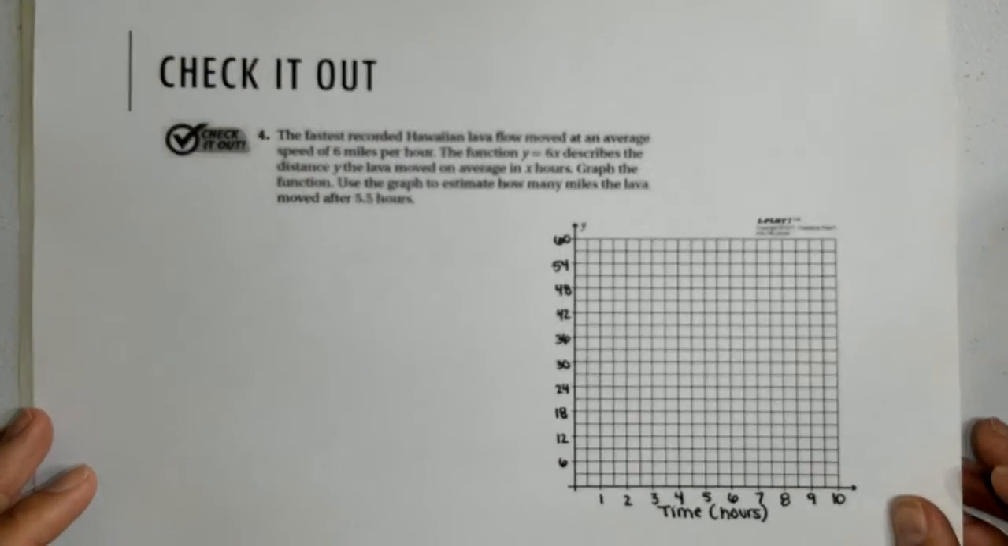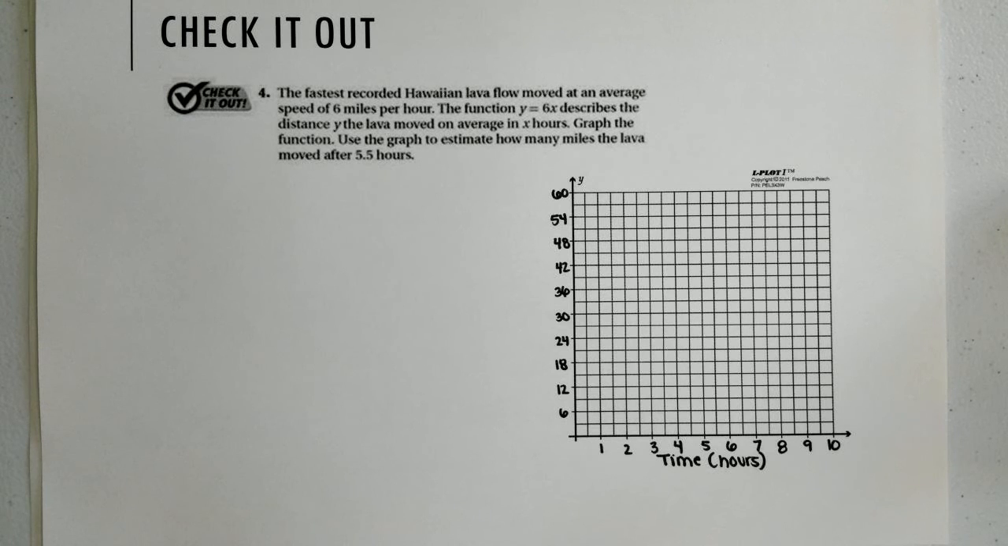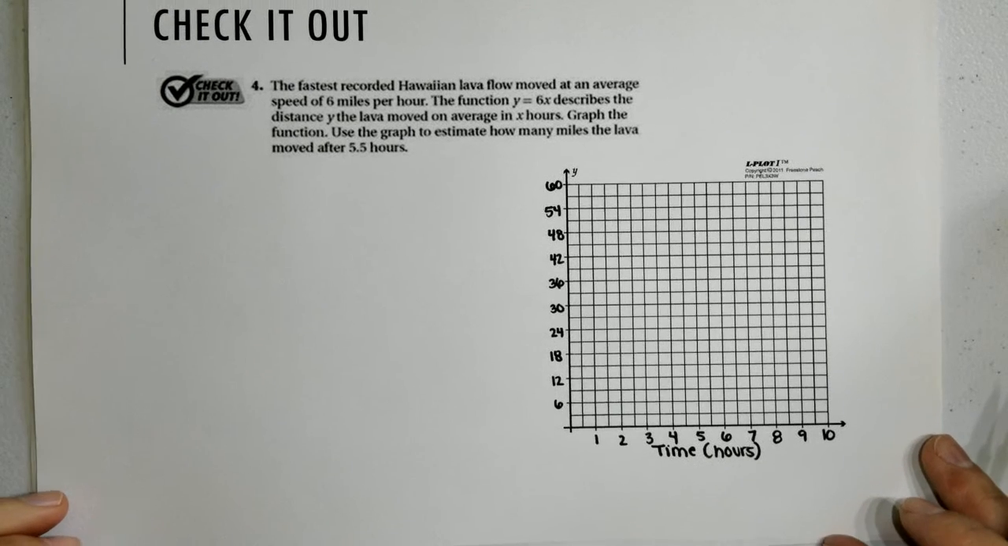There's a check it out problem for you to try. It says the fastest recorded Hawaiian lava flow moved at an average speed of 6 miles per hour. The function y equals 6x describes the distance y the lava moved on average in x hours. Graph the function. Use the graph to estimate how many miles the lava moved after 5.5 hours. So go ahead, take a moment, pause the video, and try this one on your own.